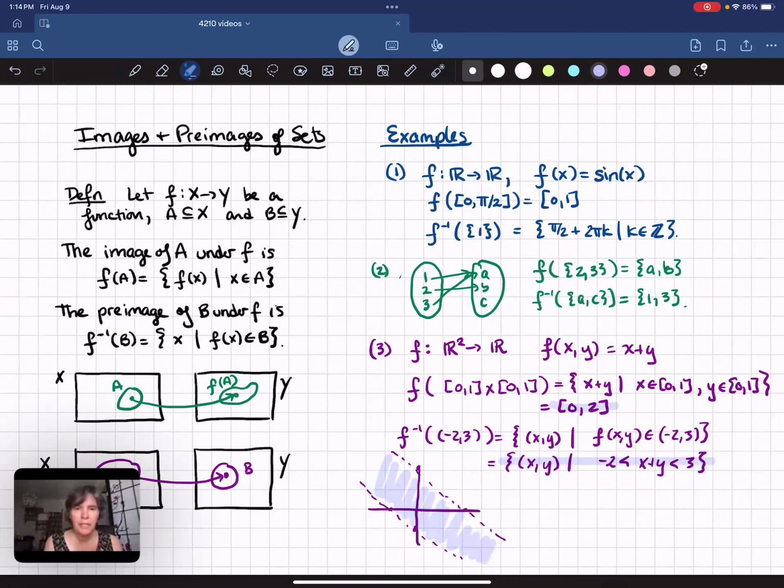Okay, so that was a quick blitz through the definition of forward image and pre-image, or image and pre-image of sets under a function. And we're going to be doing a lot of this as we learn about the meaning of continuity in topological spaces. So you'll get plenty of practice.